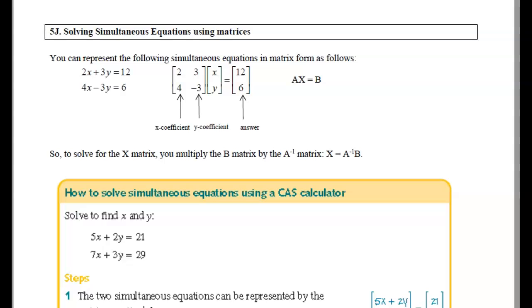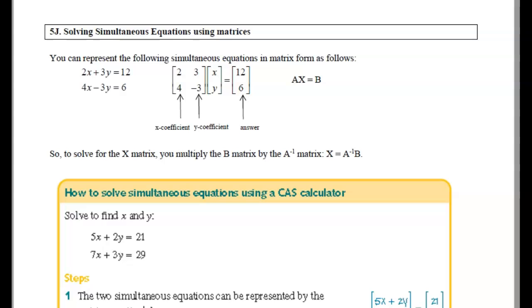Now simultaneous equations you might have found difficult when you did algebra back in year 10, or linear equations back in year 10. With matrices, they're not as scary. If you understand matrices and how the coefficients and the constants are all represented, then you're good to go with your matrices. So you can see here we've got an example, our two equations. Remember, simultaneous equations just means more than one equation.